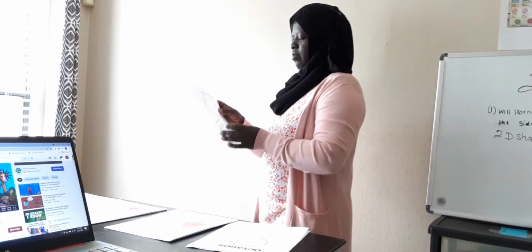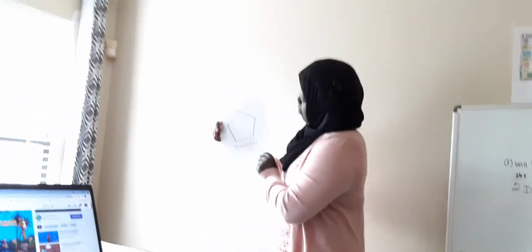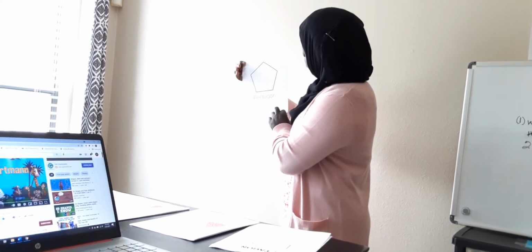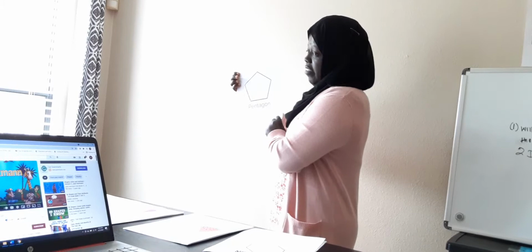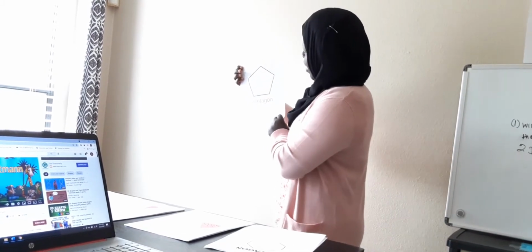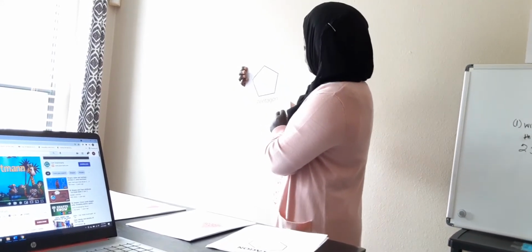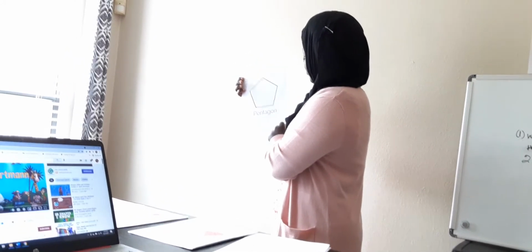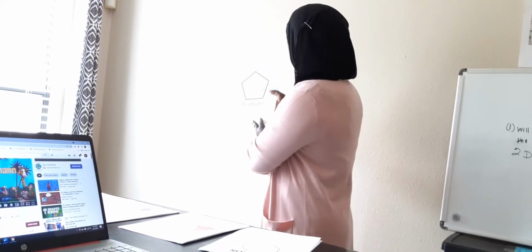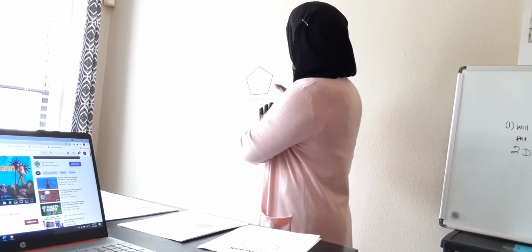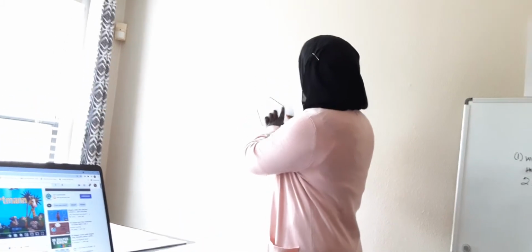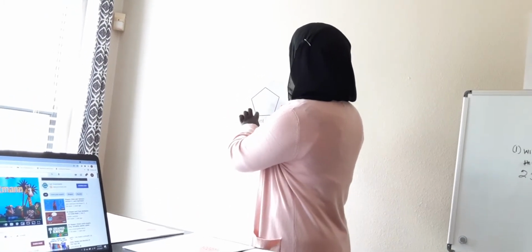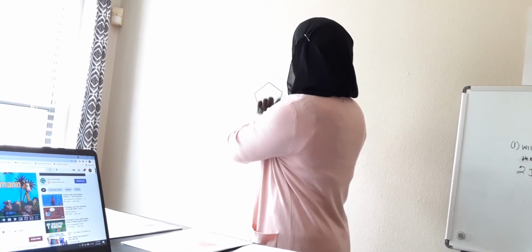Okay, so Mehmet, could you please tell me what two-dimension shape this is? If you say pentagon, you're absolutely right. A pentagon is a two-dimension shape that has 5 sides and 5 vertices. Okay, so you count the sides. 1, 2, 3, 4, 5. Okay, so the vertices 1, 2, 3, 4, 5.